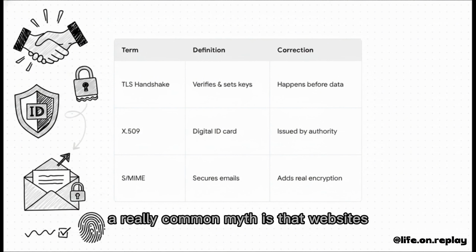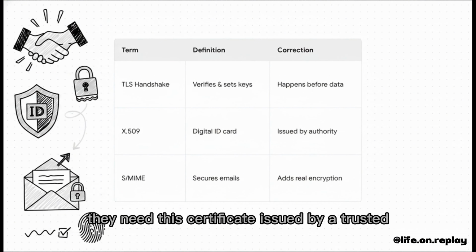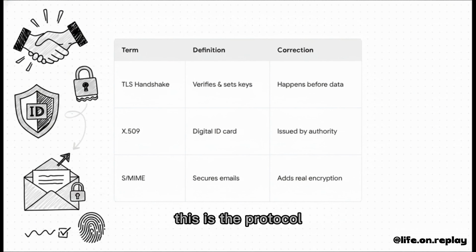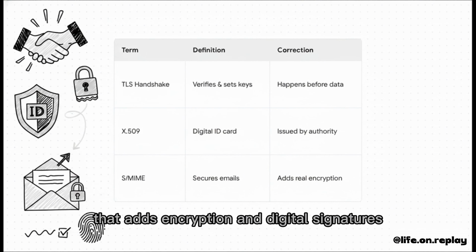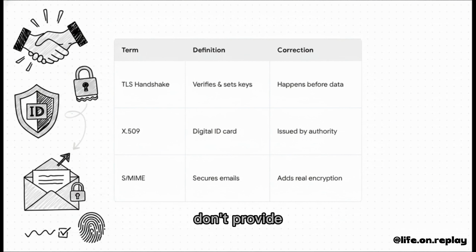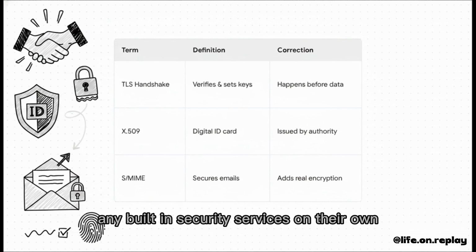A really common myth is that websites can just generate their own trust. Nope, they need this certificate issued by a trusted third party, like DigiCert. And finally, S/MIME. This is the protocol that adds encryption and digital signatures to your emails, mainly because basic email extensions like MIME don't provide any built-in security services on their own.